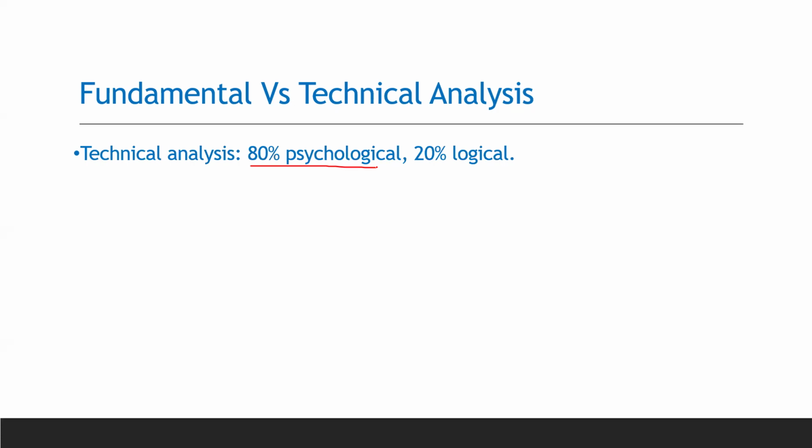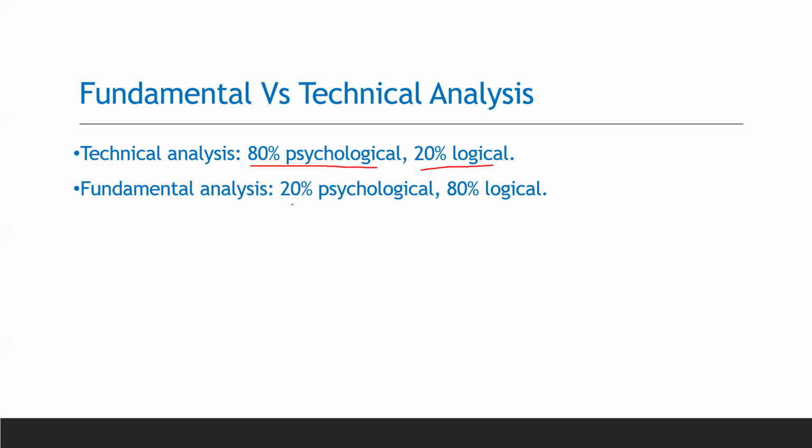Please understand, in the short term, markets are sensitive to news. So 80% is all about what people are thinking. 20% is logical in the case of technical. Fundamental is only 20% about humans, their emotions, their greed, their fear. 80% is logical. I will not say this is right, that is wrong. Both of them have their own place.